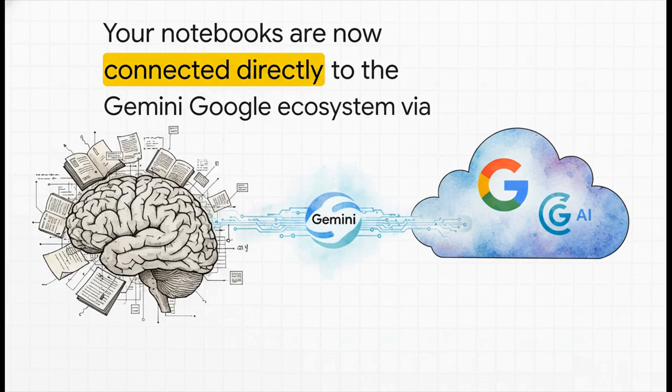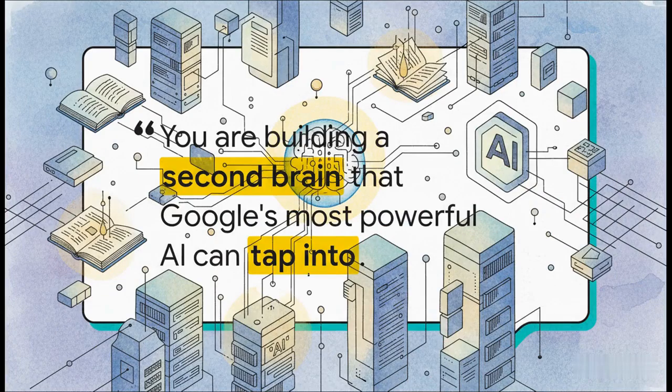So you could be in a normal Gemini chat and literally say, hey, answer this question but use the information from my Project X notebook. It's incredible. This quote just says it all, doesn't it? Every single document you add, every source you save, it's not just for a one-off project. You're building a long-term compounding asset, a personal knowledge base that just gets smarter and more valuable over time, ready for Google's best AI to use on your behalf.